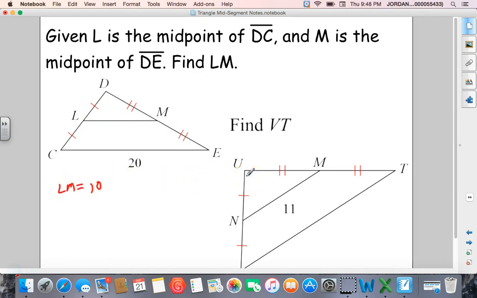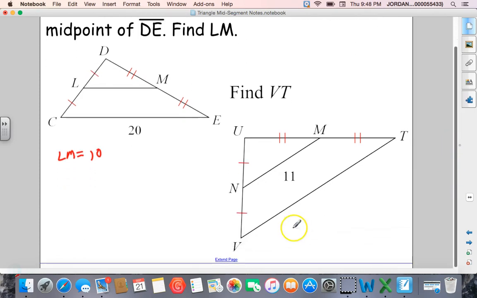On this one anyways. So on this one, our mid-segment we know is 11, so it wants to find VT. Well, VT is our third side. Well, we know the third side has to be twice as much as the mid-segment. So, twice as much as 11, that's 22. All right. So now, let's get a little bit tougher.